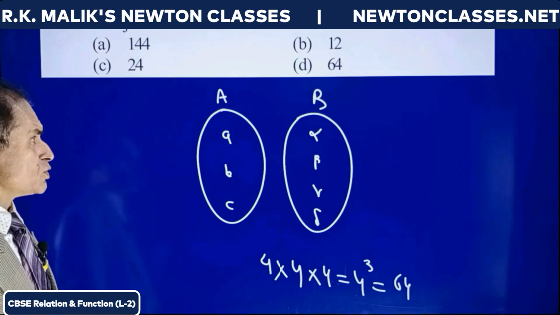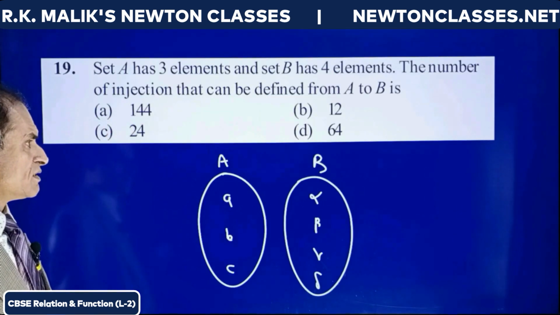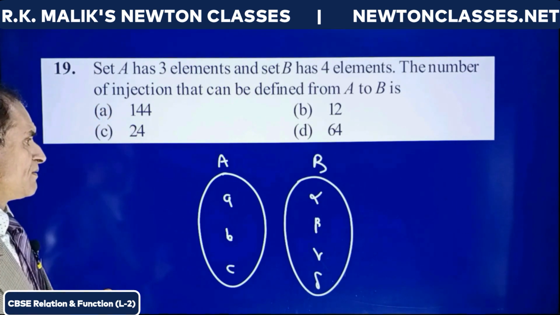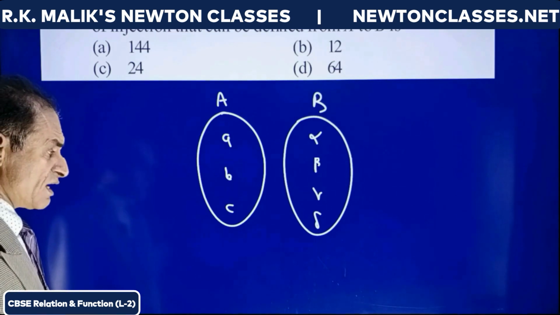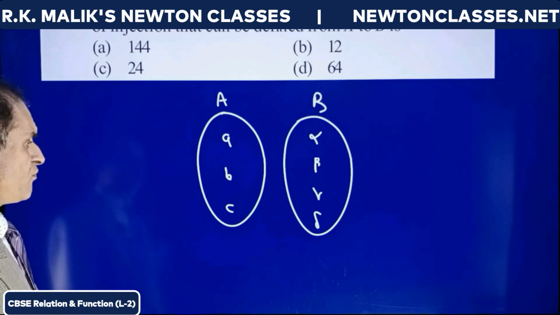64 functions are possible when A has 3 elements and B has 4 elements. But here he is asking the number of injections. He is not asking about the number of functions. He is asking the number of one-one functions, because injection means one-one function.